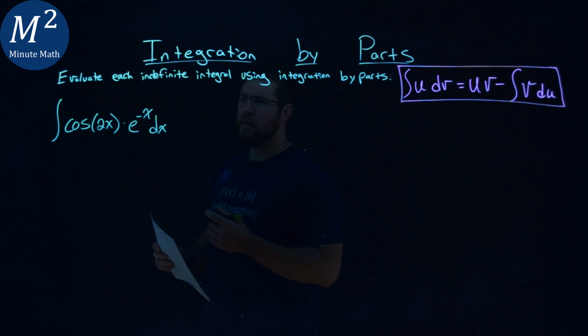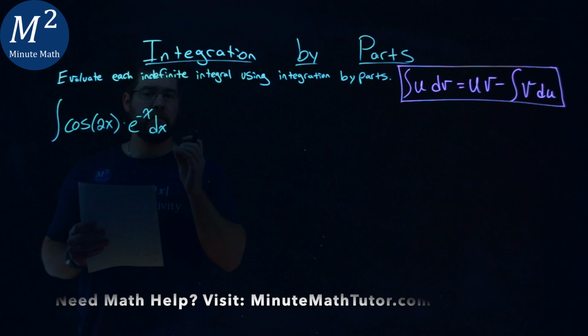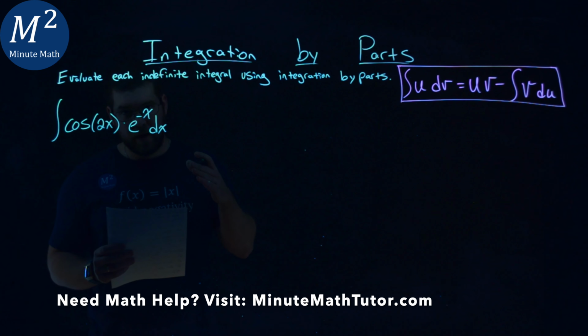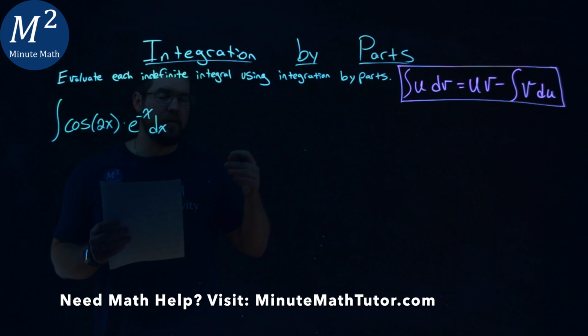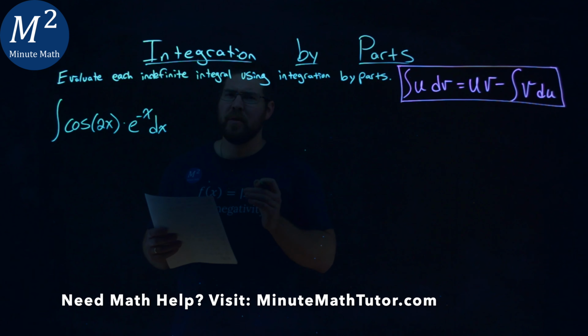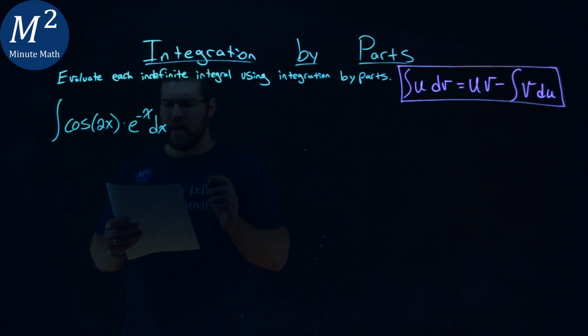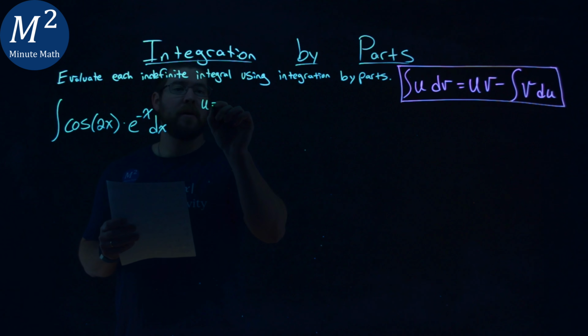We're given this problem right here, the integral of cosine of 2x times e to the negative x power dx. And we have to evaluate this indefinite integral using integration by parts. And this one's a pretty difficult one. So let's set my u value here and my dv value.